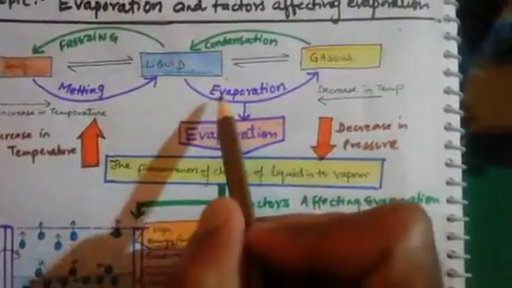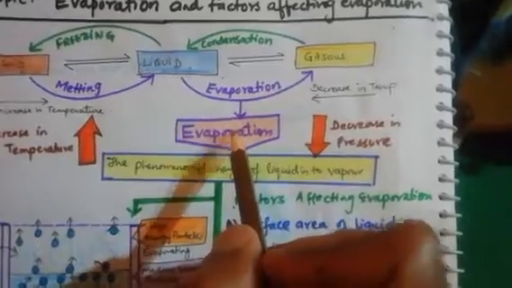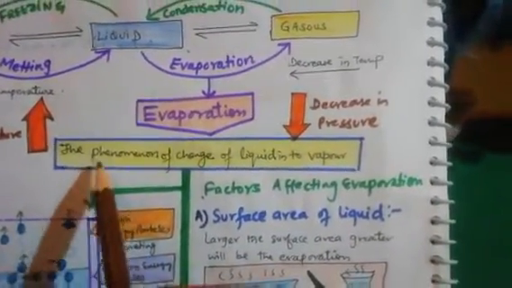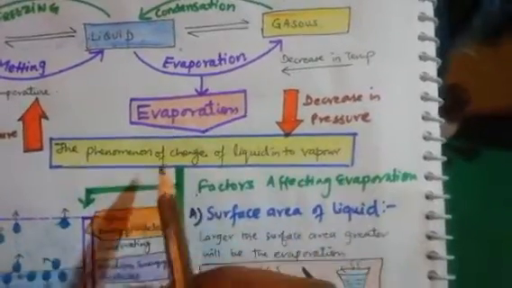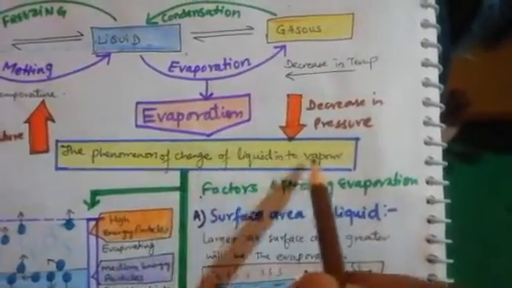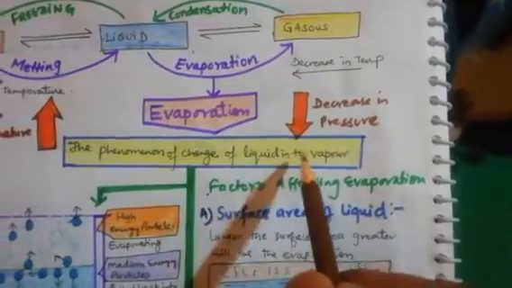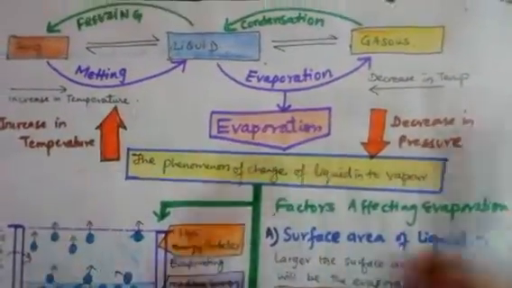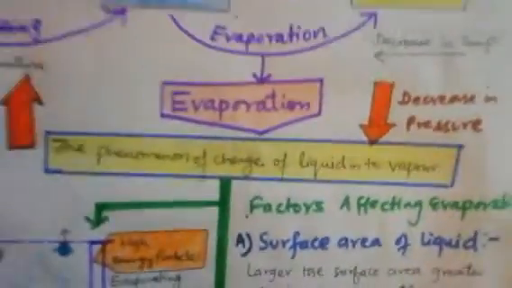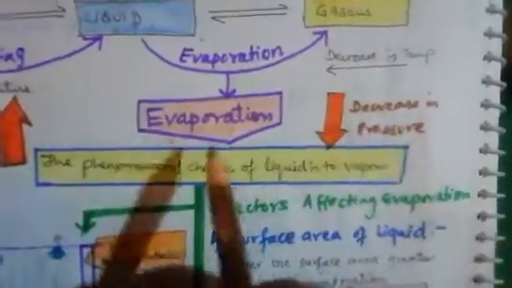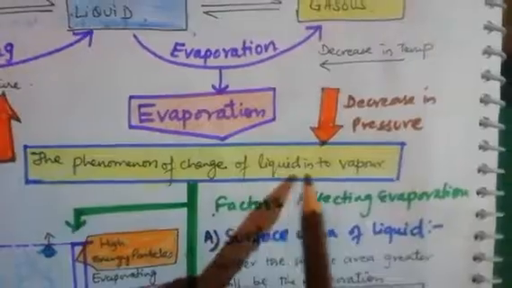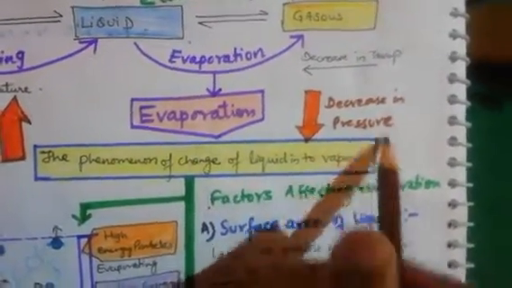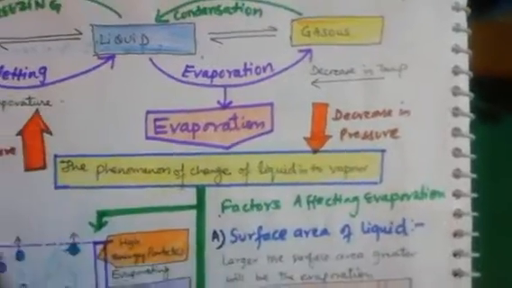So now we are going to focus on evaporation. As you know, what is the definition of evaporation? It is the phenomenon, the process, of changing liquid into vapor by decrease in pressure or increase in temperature. Once again, what is evaporation? Basically, evaporation is the phenomenon of change of liquid into vapor by decrease in pressure and increase in temperature.